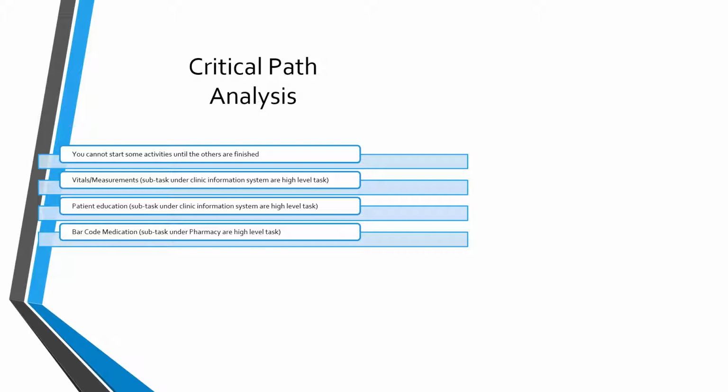Here's a breakdown of critical path analysis. First, you cannot start some activities until others are completed. This is due to required configuration of systems and subtasks. Next, vitals and measurements. This is an example under clinical information system that is a high-level task. Patient education is a high-level task under clinical information system. And lastly, another example of a high-level task is barcode medication under pharmacy systems.